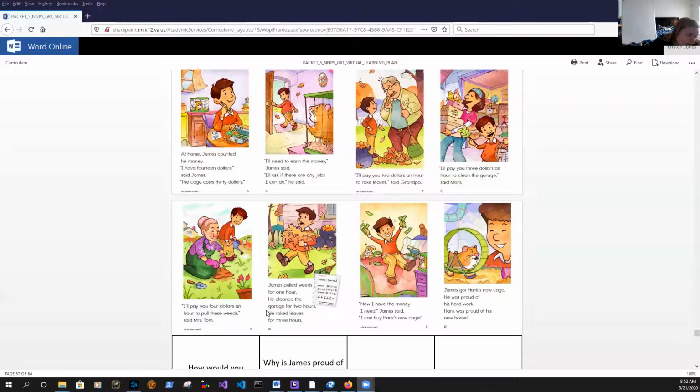James pulled weeds for an hour. He cleaned the garage for 2 hours. He raked leaves for 3 hours. Now I have the money I need, James said. I can buy Hank's new cage. James got Hank's new cage. He was proud of his hard work. Hank was proud of his new home.